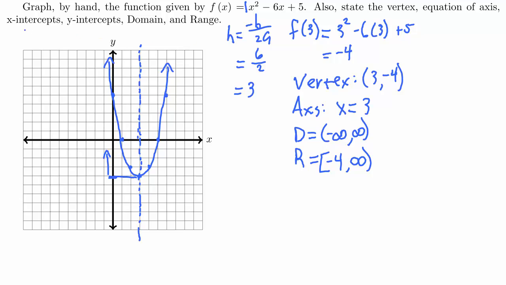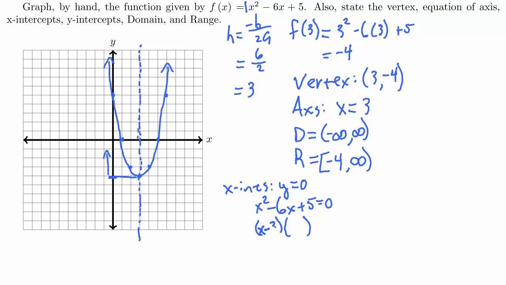Now I need to look for my x-intercepts and my y-intercepts. For my x-intercepts, I need to remember that y has to equal 0. So I go back to the function, I set 0 equal to all this, and that gives me x squared minus 6x plus 5 equals 0. Solve this any way you wish. The easiest way is factoring.